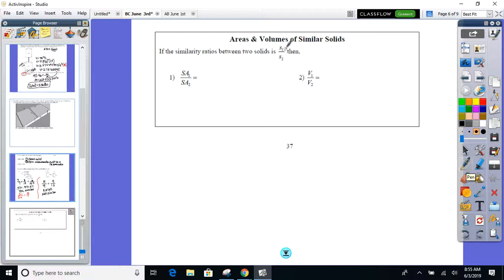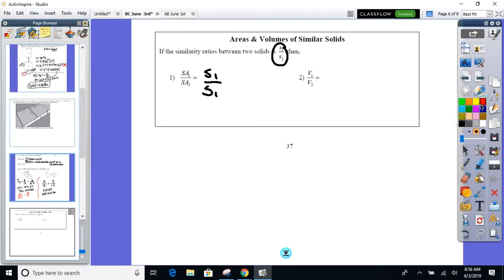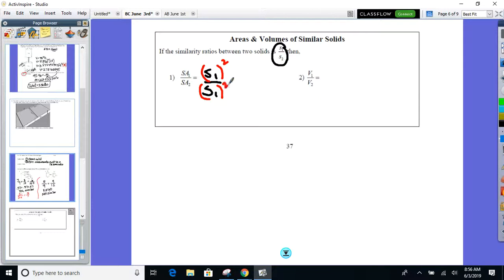If I do know the ratio of two sides of any solids, I can find the surface area. They're not equal to each other. Surface area. What do you think I'm going to do to this similarity ratio? Square it. Yep. So I'm going to square the similarity ratio to get to the surface area ratio.